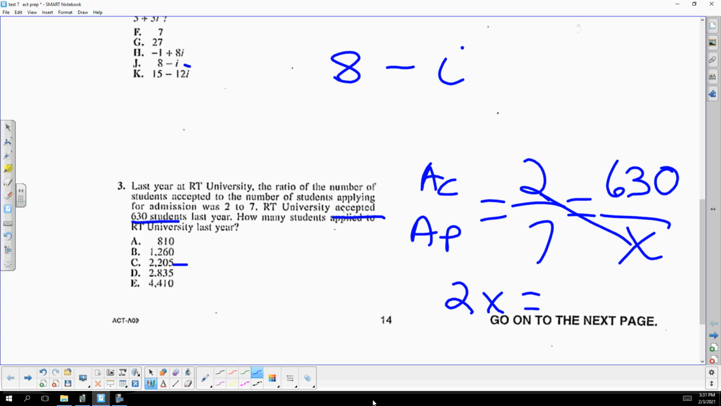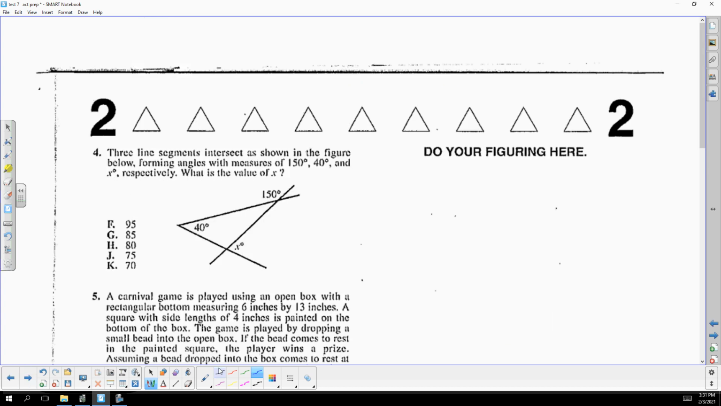Okay, so I forgot what that was. 4410 divided both sides by 2. It's going to be 2205. The old cross multiply divide, and we get C.